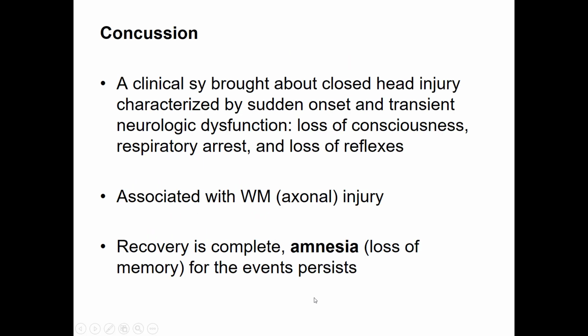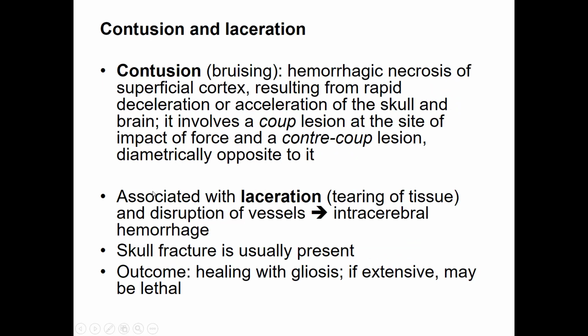So the concussion is a clinical syndrome brought about by closed head injury, characterized by sudden onset and transient neurological dysfunction, loss of consciousness, respiratory arrest, and loss of reflexes. It is typically associated with axonal injury in the white matter, and recovery is usually complete. However, amnesia, loss of memory of the events, is a quite frequent and typical feature.